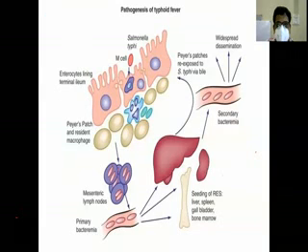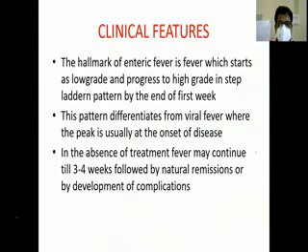Okay, and this is the pathogenesis of typhoid fever. First, it enters into the terminal ileum, M cell, and then Peyer's patches, mesenteric lymph nodes, reticuloendothelial system, widespread dissemination. This is the secondary bacteremia. So this is the point where you get clinical features in the patient. So we'll see the clinical features part.